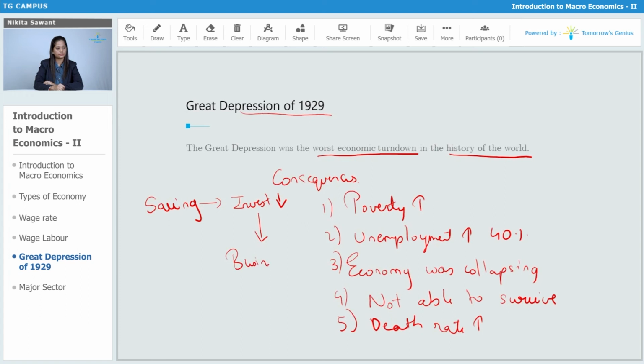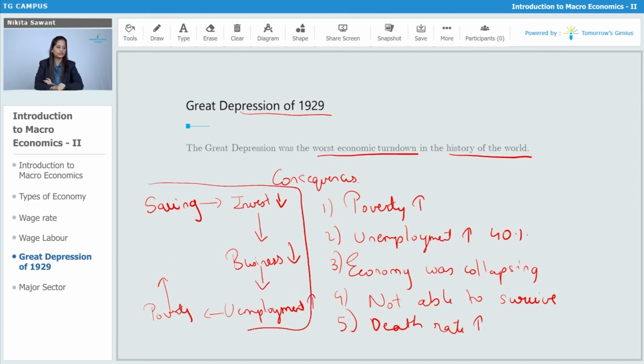As business started decreasing, it was not able to function, so it laid off a few of its employees, and that is how unemployment happened. And then we all know, when unemployment happens, it results in poverty, it results in an increasing debt rate, and so on. So this was the scenario that happened in 1929.